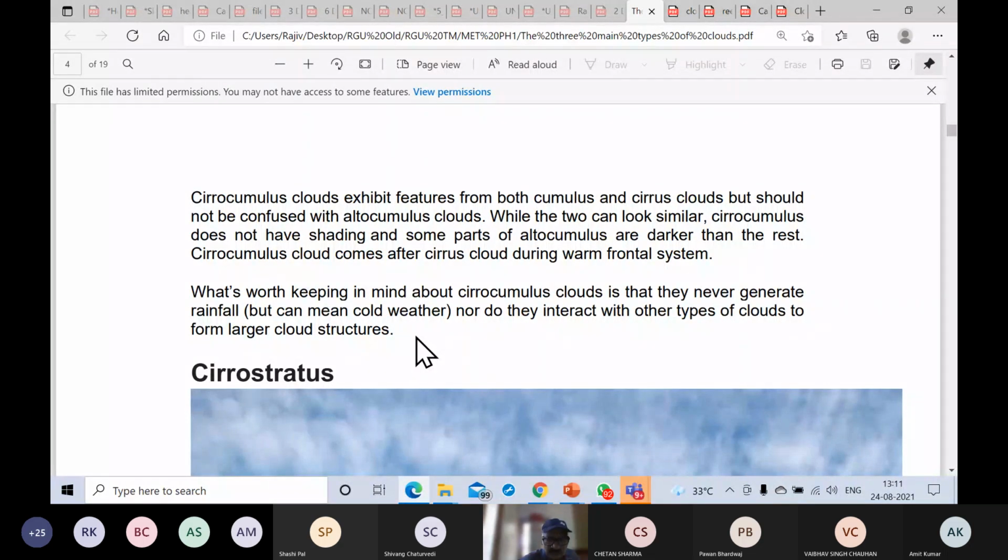Now, weather associated to remember is that these clouds come after cirrus clouds. First the cirrus clouds form, then there is a passage of warm front, then these clouds come. Cirrocumulus clouds are formed after a passage of warm front.